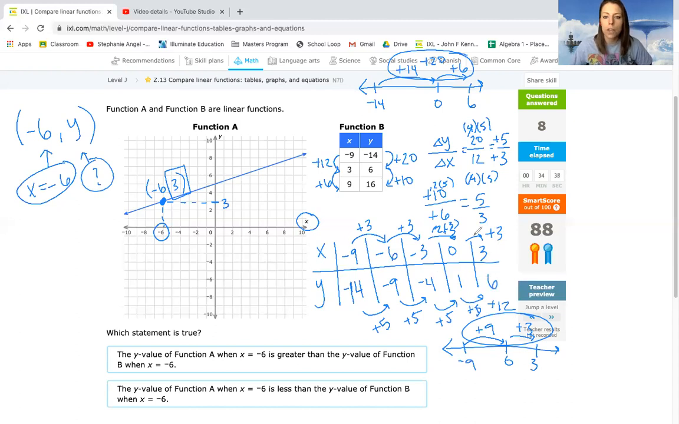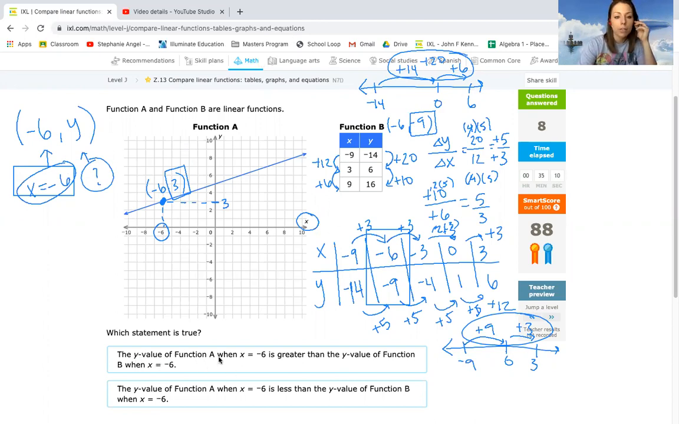Look at that. So using our rate of change, we ended up at 3, 6, which is in the table here. But that's not what we wanted. What did we originally want? We wanted the value of y when x is negative 6, and look at that, we have it right here. So in function B, the value of y when x is negative 6 is negative 6, comma negative 9, or in this case, just negative 9. So now we're comparing 3 to negative 9.